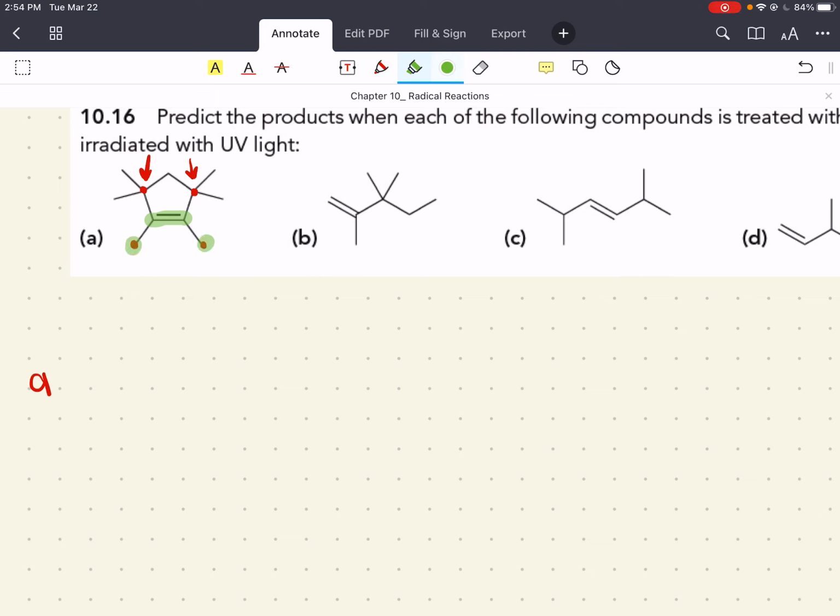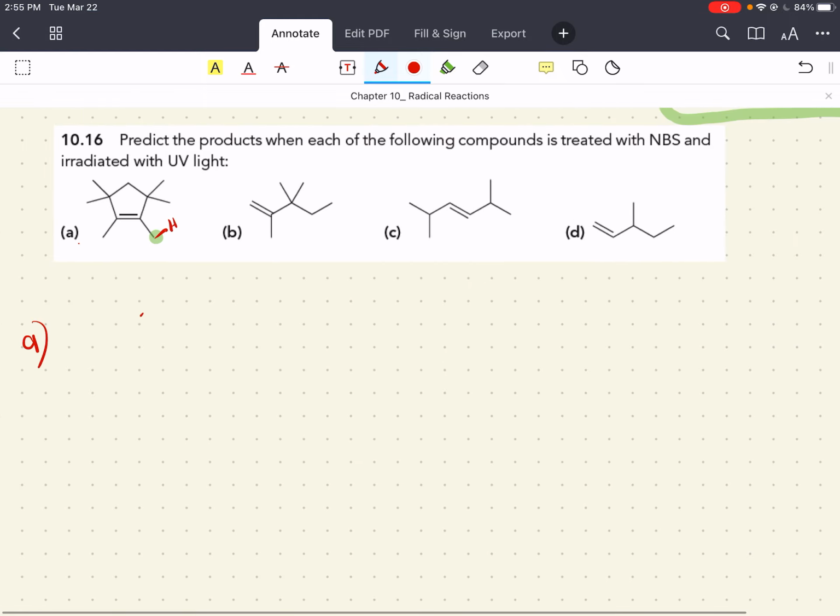Now they're both identical, right? Because this molecule is symmetrical. So both of these positions are identical. We're just going to work with one because they're both going to result in the same product. Looking at this allylic position, through hydrogen abstraction, what's going to happen is we're going to form a radical right there. We're going to go ahead and draw that.